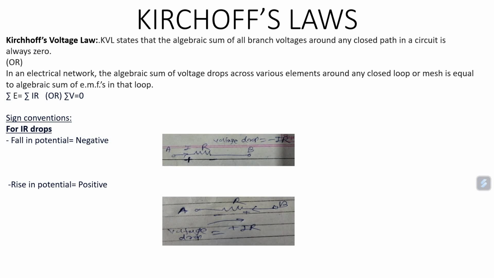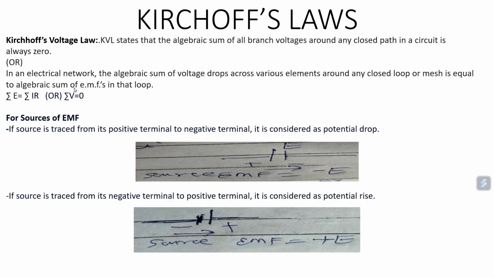So we have discussed how to consider the IR drop positive or negative. Now we'll consider the sign convention for source of EMF. Now how will you identify which is the positive terminal and which is the negative terminal in case of a source? The terminal which is denoted by the longer vertical line is the positive terminal, and the one denoted by the shorter vertical line is the negative terminal. So for this source, this is the positive, plus, and this is the negative terminal.